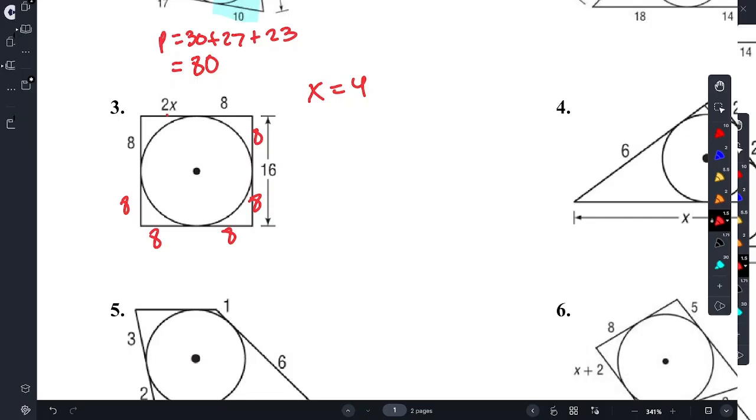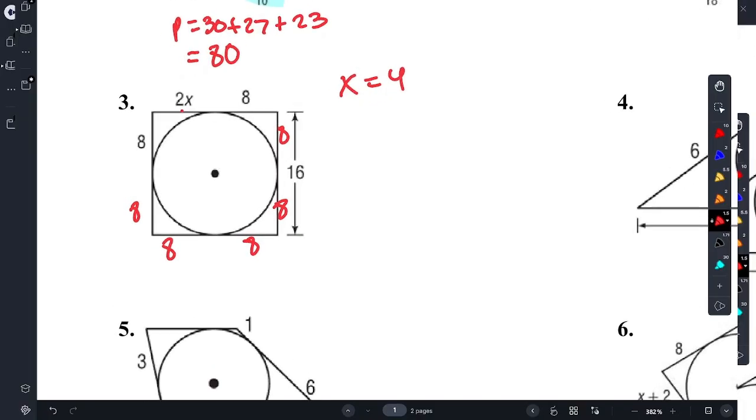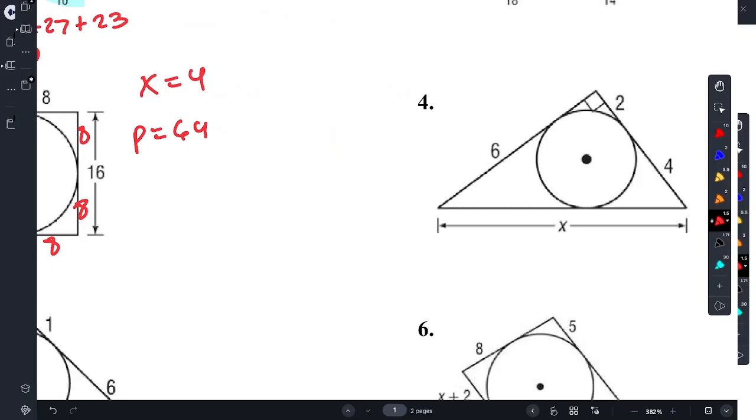All right, well, we got a crash in the software, so we're back to this problem. We were on a 3, I believe, right? Yeah, we really don't know that those are all 8, but we'll just go with it, right? So that will be what? 64, right? The perimeter would be 64 because each side is 16. 16 times 4. Yeah. All right.